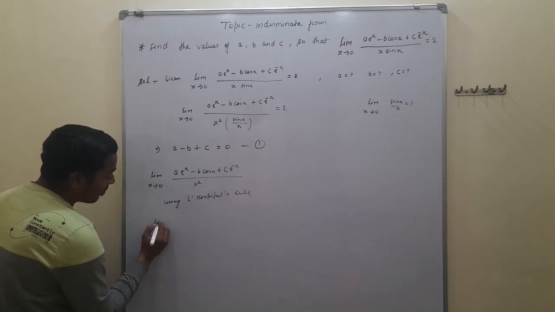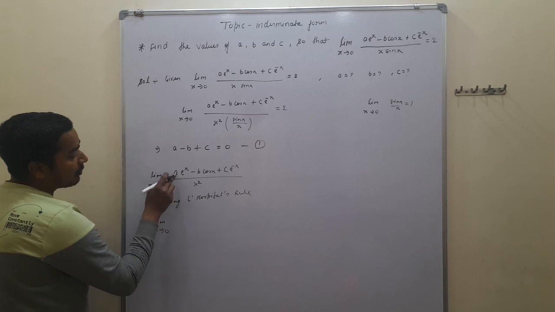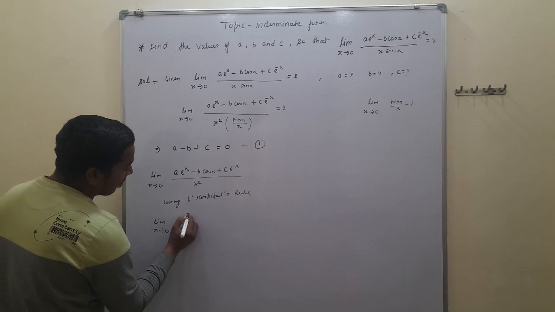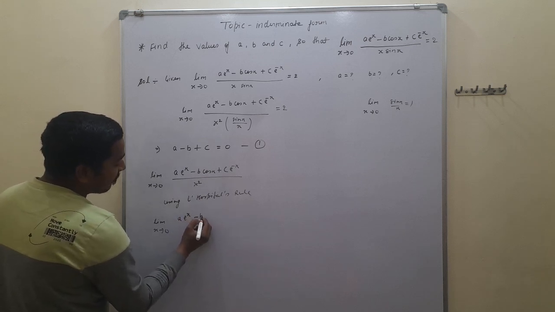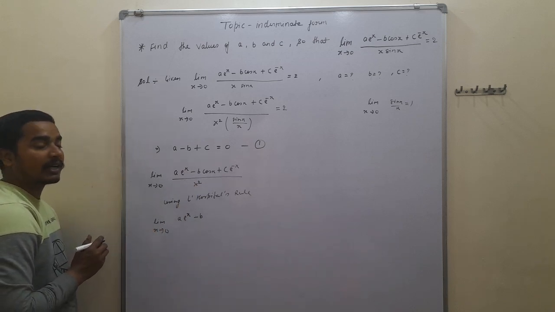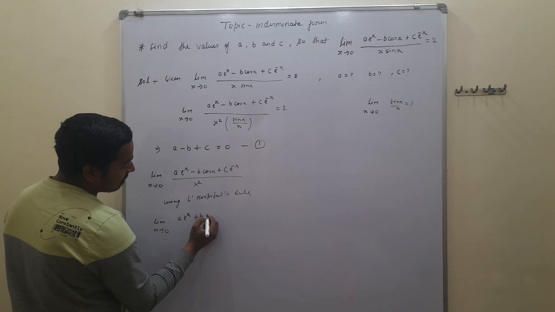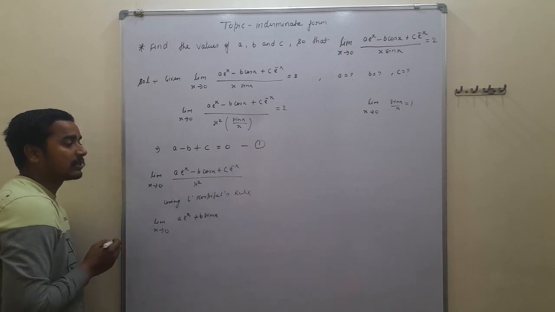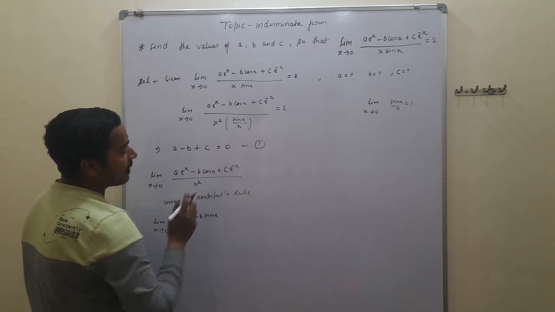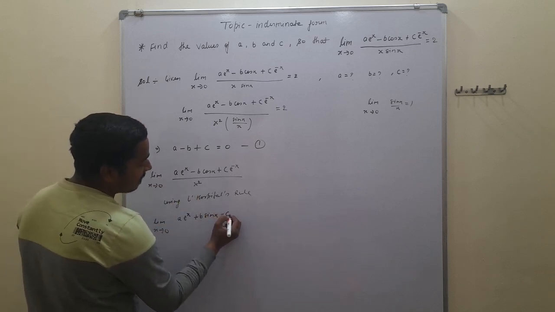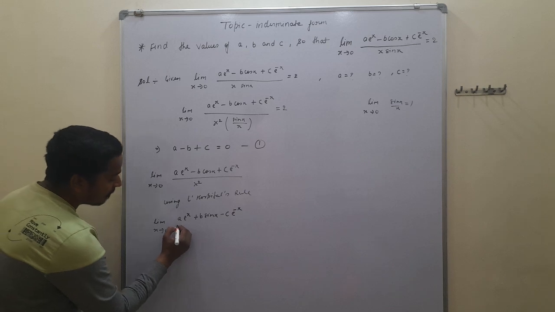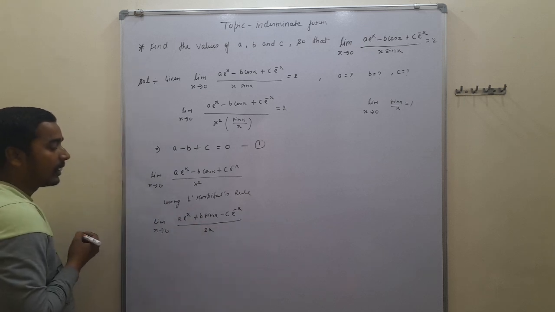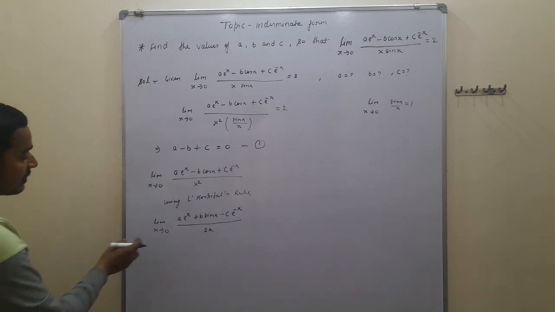This gives limit x tends to 0. We differentiate a e^x with respect to x, this gives a e^x, minus b cos x, differentiating with respect to x gives minus sin x, then plus sin x, and plus c e^(−x), differentiating with respect to x gives minus c e^(−x), upon x square upon 2, differentiating with respect to x gives x, and further we put x tends to 0.